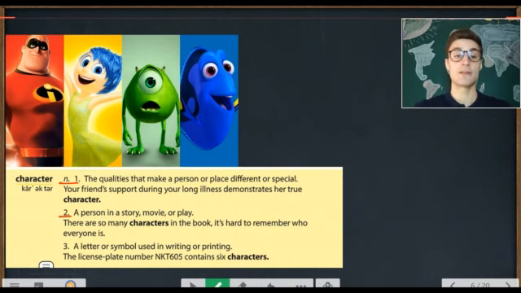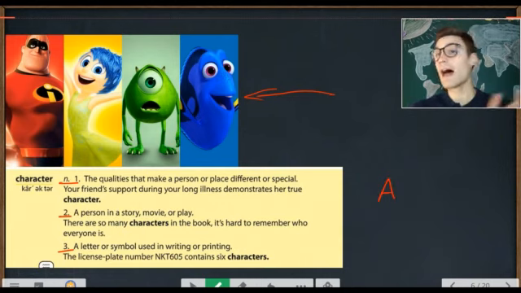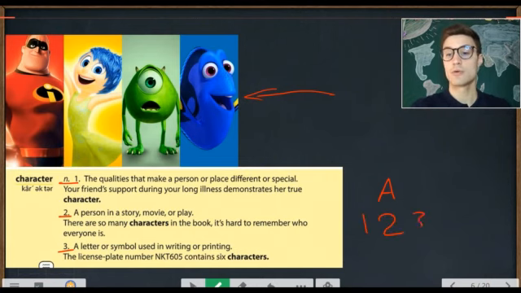Second meaning is a person. It's the name of a person in a story, movie, or play. See, here are some Disney characters. Well, some are Disney, some are Pixar. These are cartoon characters. And the third meaning is the name of a letter or symbol used in writing or printing. A, B, C, D, the alphabet, those are alphabetic characters. 1, 2, 3, 4, those are numerical characters. Letters, numbers, symbols used for writing characters.